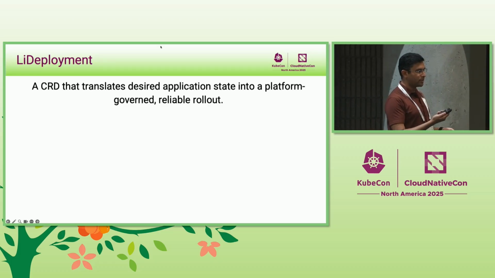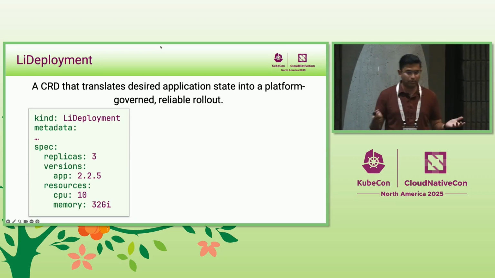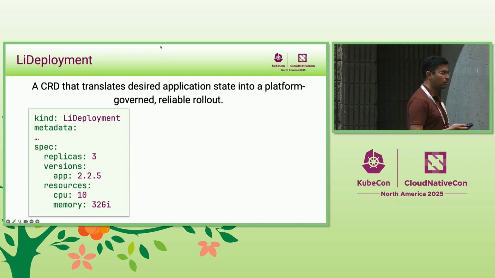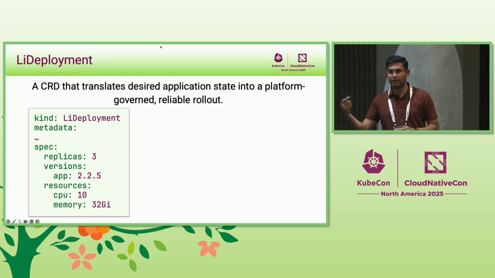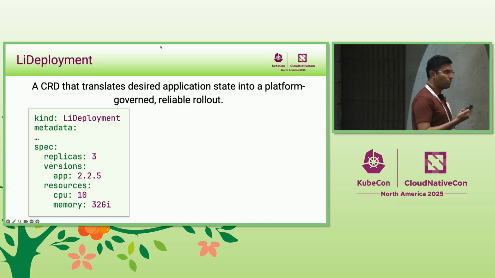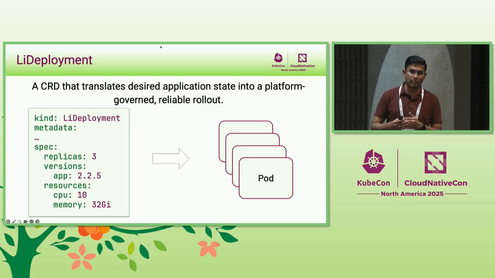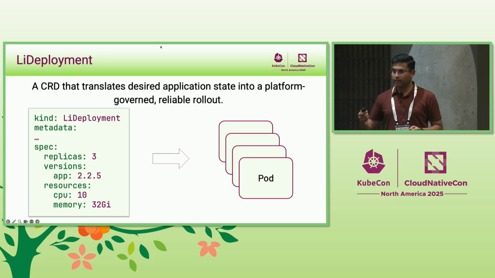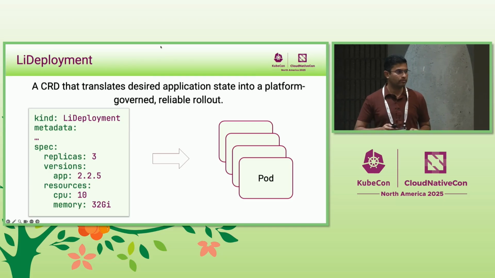An LI deployment is a CRD that captures the developer's intent in the form of, hey, this is my application, it's running with some version, this is the number of replicas I need, and these are the resources. The platform then takes over from there and orchestrates a safe and reliable rollout in the clusters. To give you a sense of scale, the user would provide typically about 10 to 15 lines of YAML input, and the platform expands that into about 500-plus lines of pod spec by injecting all the platform-specific settings to make sure that the application runs correctly in production.